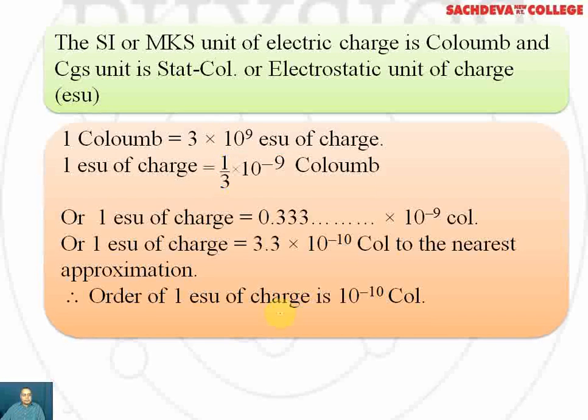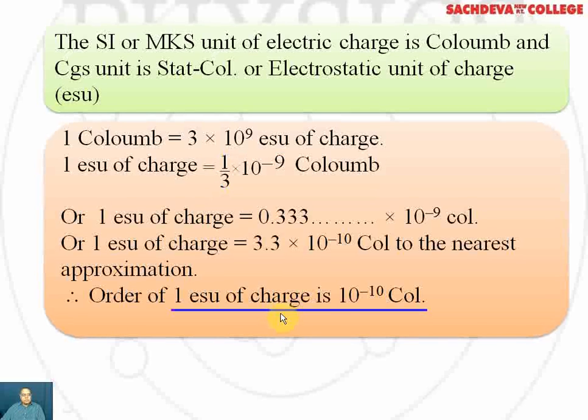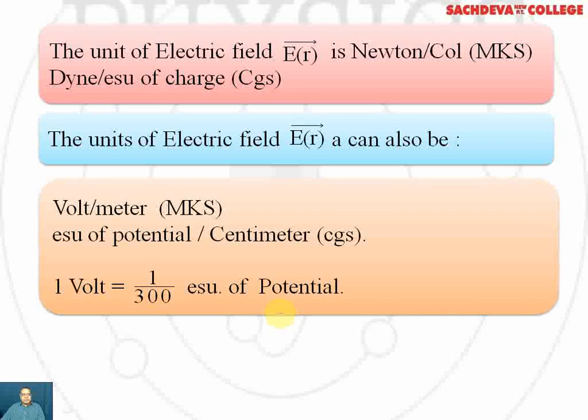If it is simplified, we find that the order of 1 electrostatic unit of charge will be 10 to the power minus 10 Coulomb. The unit of electric field is Newton per Coulomb in MKS, and in the CGS system, it is taken as dyne per electrostatic unit of charge. The units of electric field E can also be taken as volt per meter in MKS, or electrostatic unit of potential per centimeter in CGS.